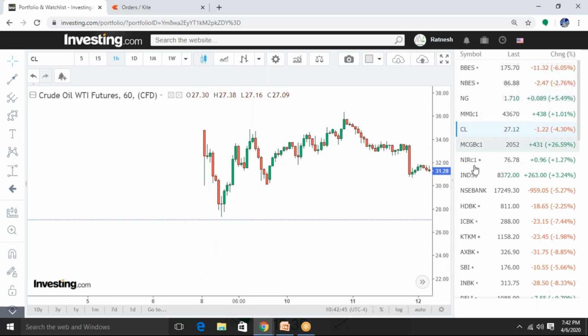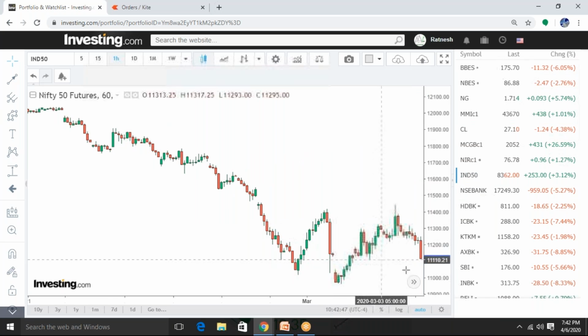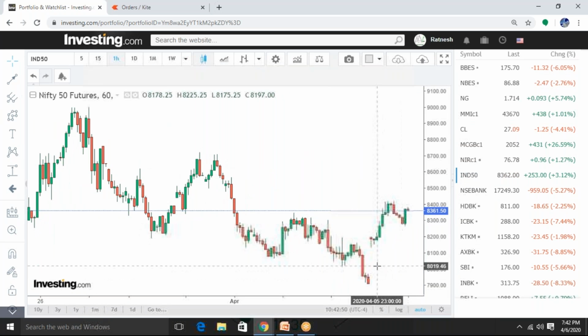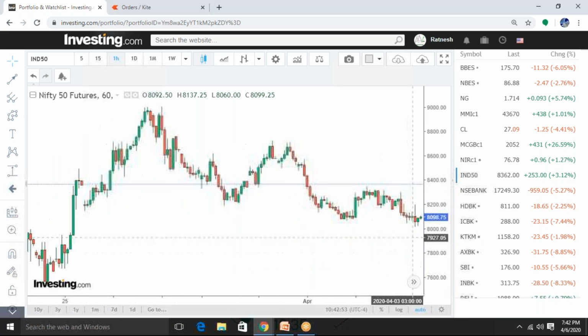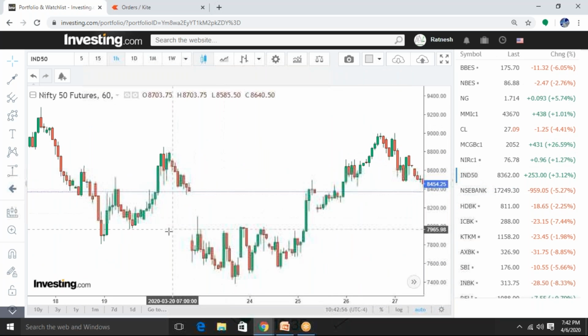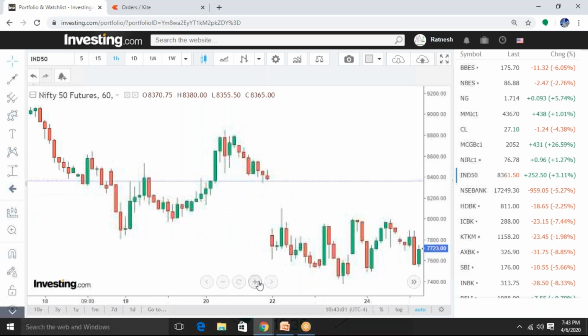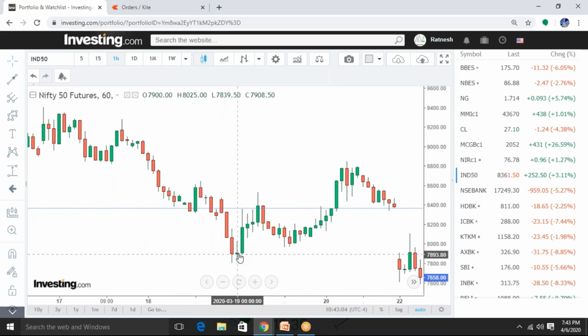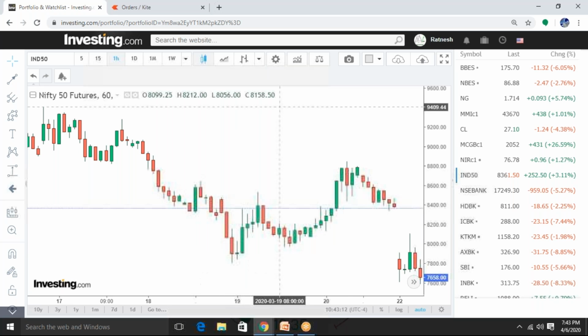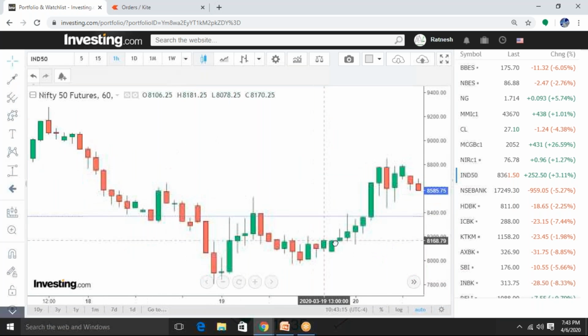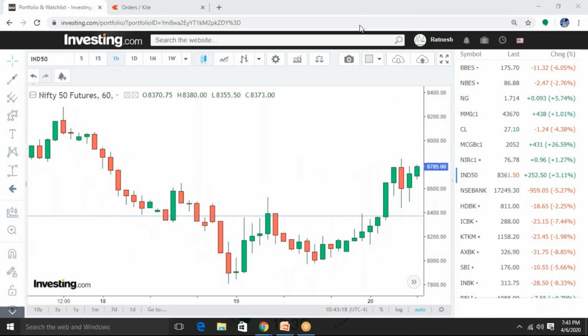In NIFTY also, we will try to find a morning star. We don't know, we have to check. See, sir, is it a morning star? These three are similar to a morning star. Two conditions are there. Is it a morning star? First, say about this.